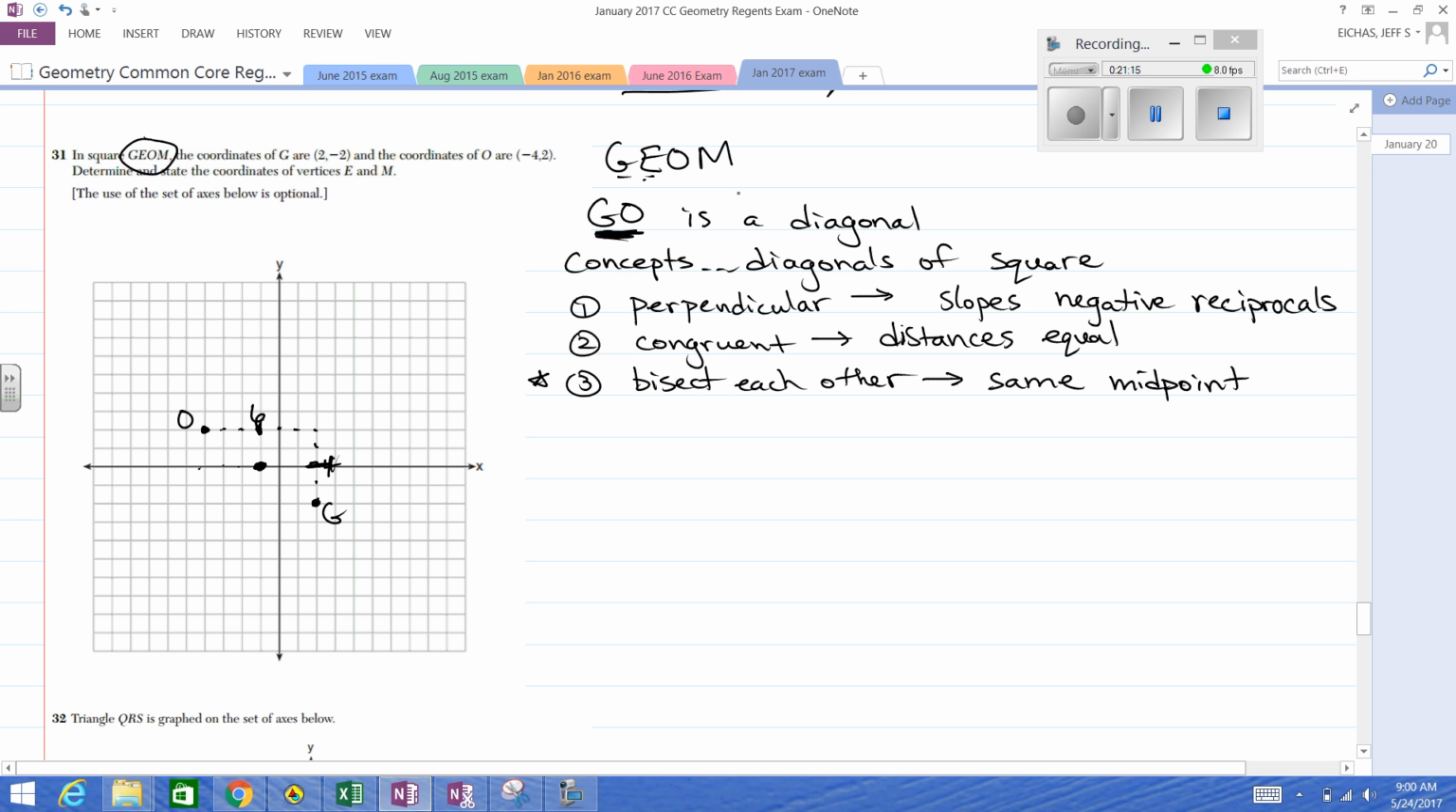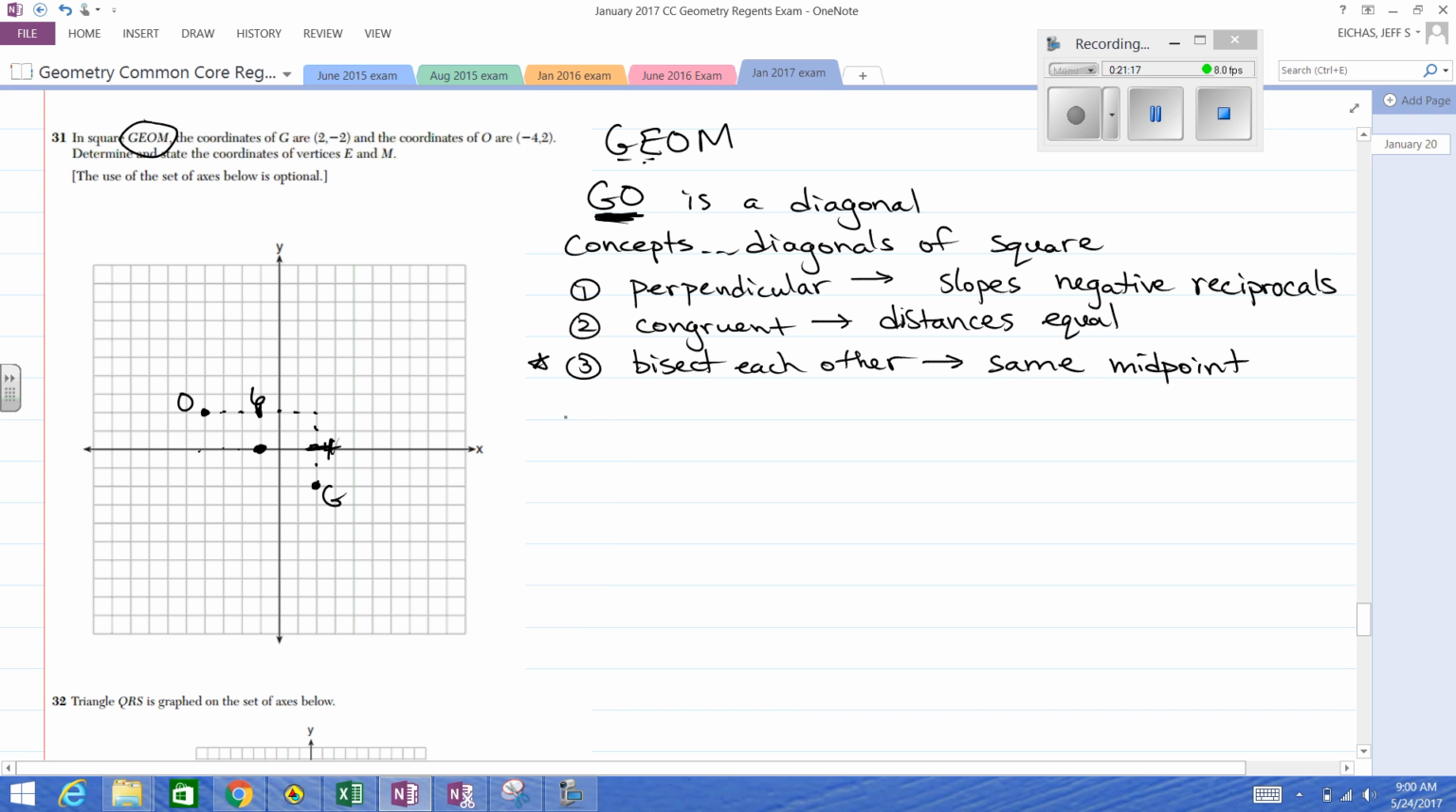M's spoken for, so let's call the midpoint of OG, you know, let's just call it A, at negative 1, 0. Okay? All right, so that's a midpoint.